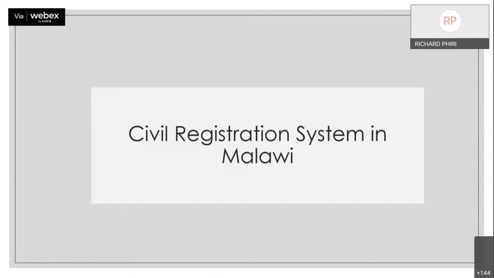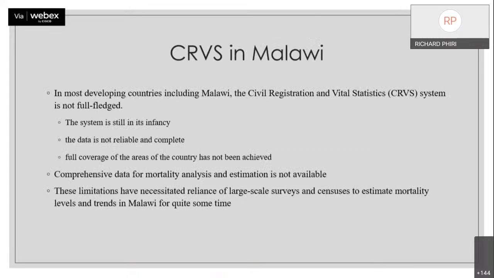Next, these are just some of the questions. On the CRVS in Malawi, as was indicated, the CRVS is not fully fledged. The system is still in its infancy, and the data is not reliable. It's still not complete. At the moment we are still trying to put together the system so that we should be able to get more comprehensive data for mortality analysis and also to understand the impact of COVID-19.